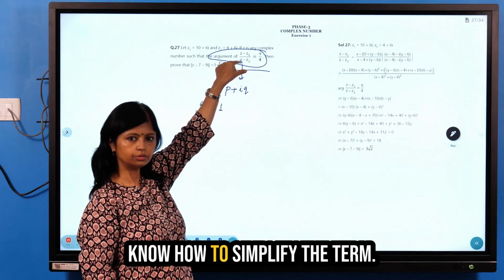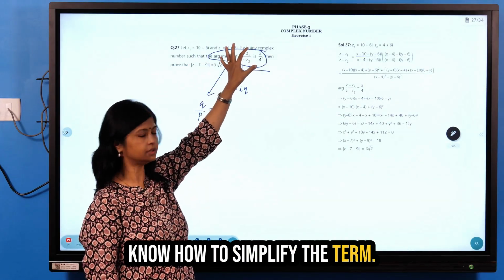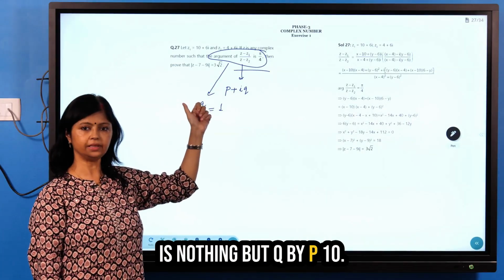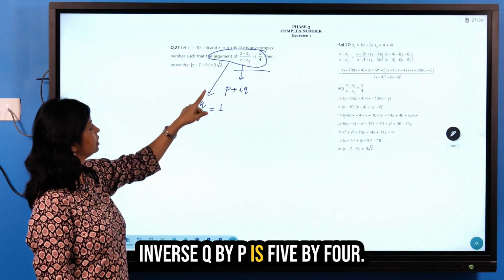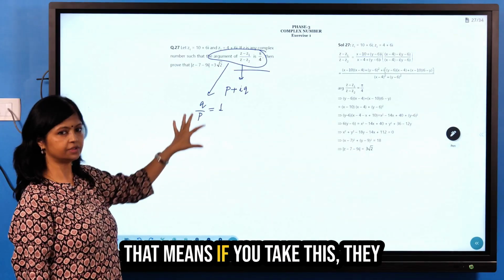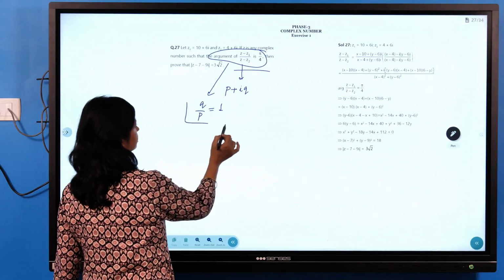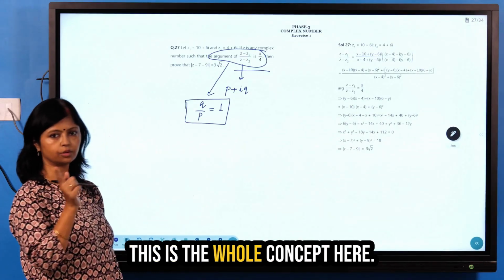We know how to simplify the term, and then the argument of this is nothing but tan inverse q by p, which is pi by 4. That means this should be equal to tan pi by 4. So this is the whole concept here.